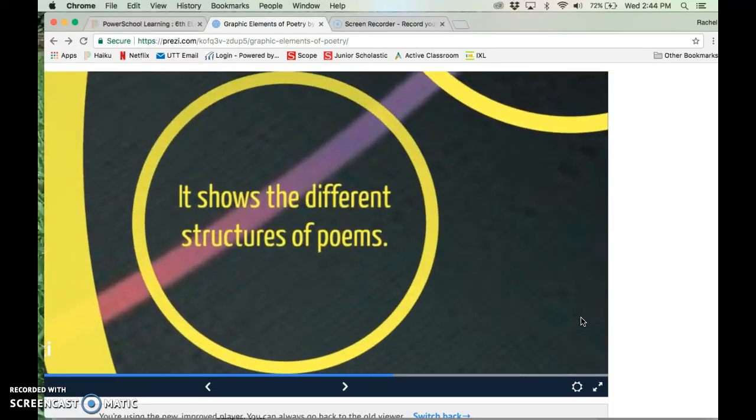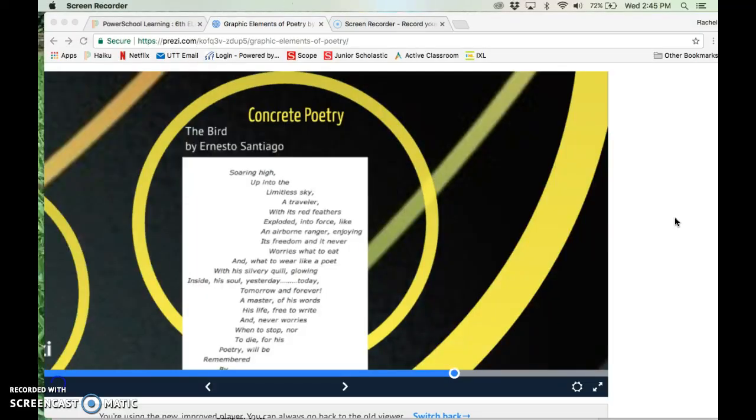So it also helps show the different structures of poems, such as sonnets, which follow a specific structure, and as we'll talk about in a second, concrete poems. As you can see, this concrete poem is written so that it resembles a bird, and therefore the reader makes the connection between the poem, which is titled Bird, and that idea and topic, and sees the flow and the motion of the bird, which helps the reader get a better understanding of the poem.